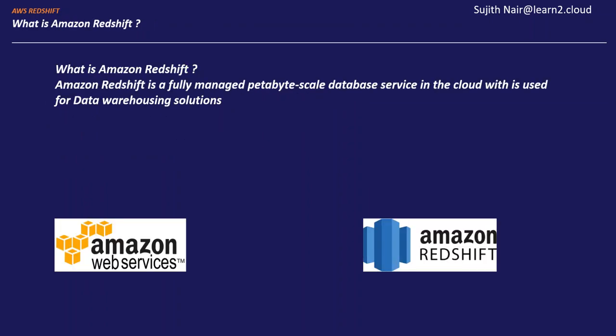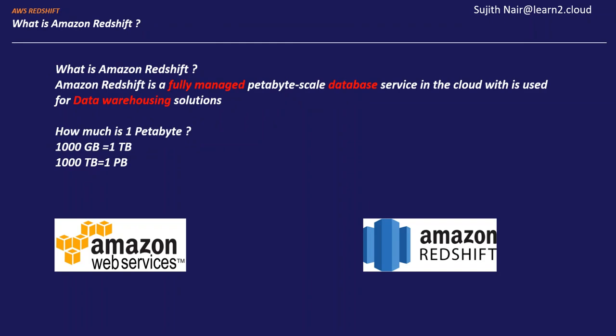What is Amazon Redshift? Amazon Redshift is a fully managed petabyte scale database service in the cloud which is used for data warehousing solutions. That is great. So what does this all mean? At a very basic level, Amazon Redshift is what is known as a database. A database like Teradata, Netezza, Oracle, SQL Server.